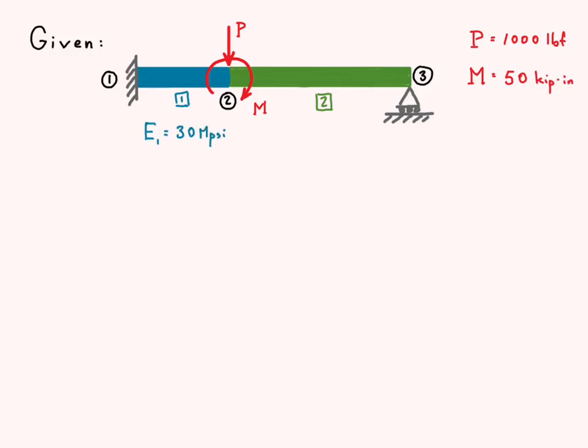Here we have some properties for the first element: an elastic modulus of 30 mpsi, an area moment of inertia of 21.3 inches to the fourth, a length of 100 inches. Here we go for element 2, an elastic modulus of 10 mpsi, area moment of inertia, same as number 1, and a length of 200 inches.